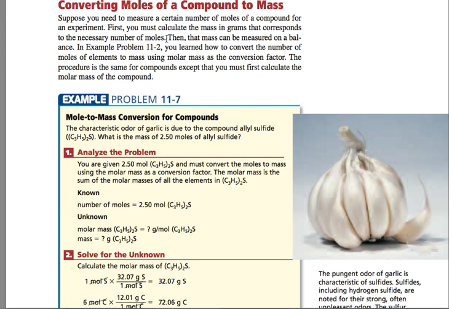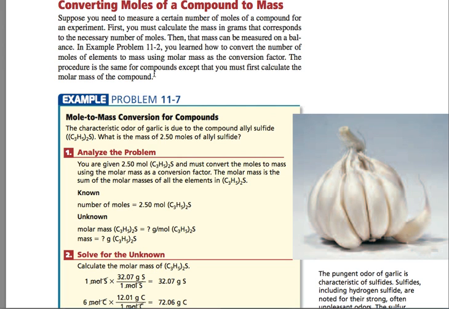For example, in example problem 11-2, you learned how to convert the number of moles of elements to mass using molar mass as the conversion factor. Okay, we've already done those conversions. The procedure is the same for compounds, except that you must first calculate the molar mass of the compound.